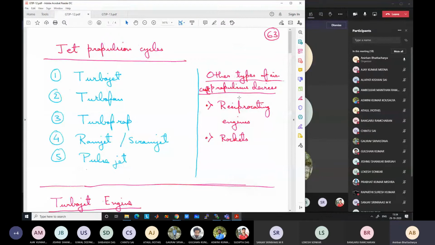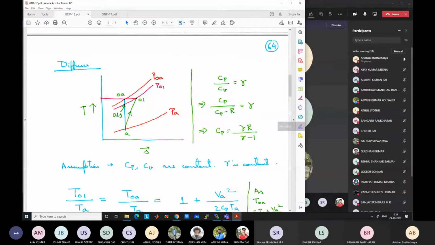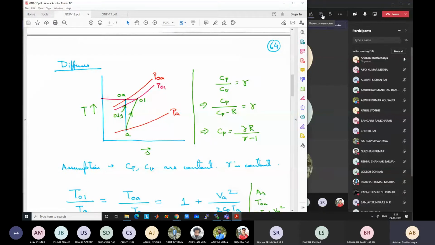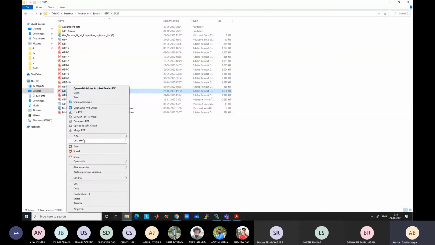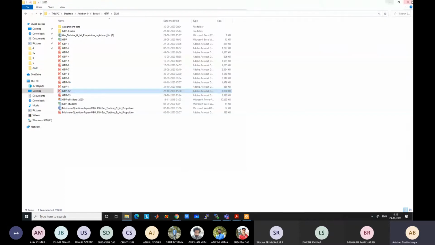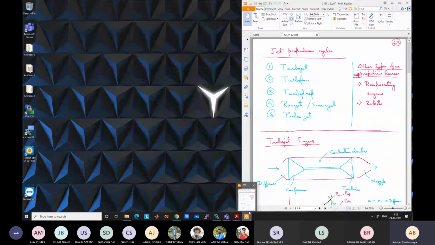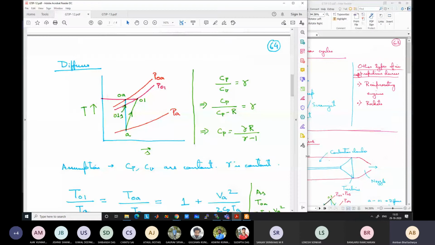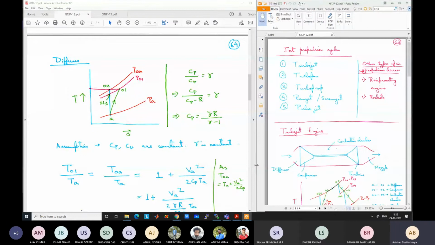Can you see the screen? Yes. Okay. So we were discussing about diffusers. Okay, let me just keep this open again in another slide. This will be needed. Let us keep like this. We will discuss about the extra class later.